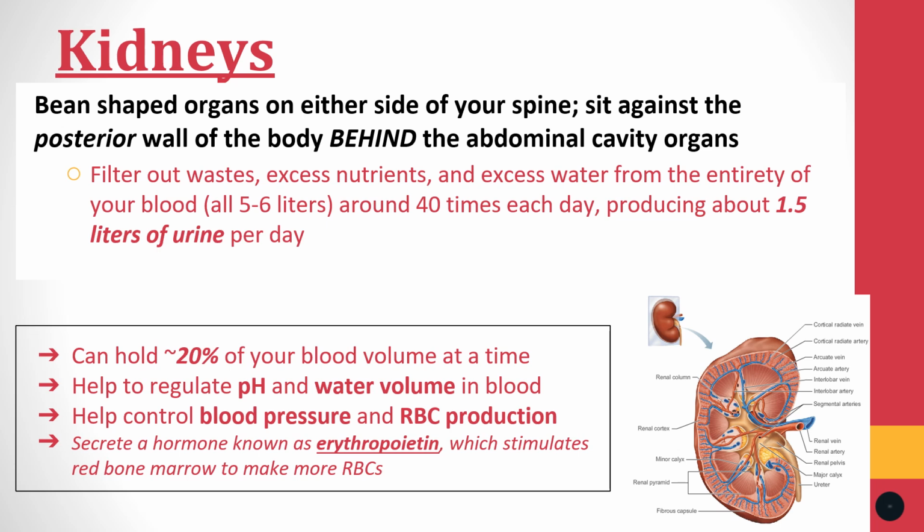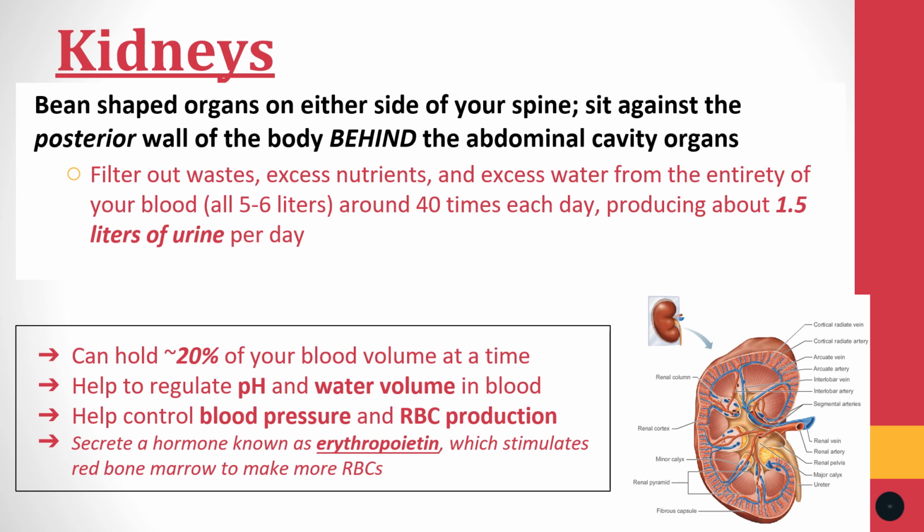They're going to filter out waste, excess nutrients, and excess water from the entirety of your blood. This is going to be about 5 to 6 liters. They're going to do this about 40 times every single day. And this is going to produce about 1.5 to 2 liters of urine per day. A kidney can hold about 20% of your blood volume at a time.